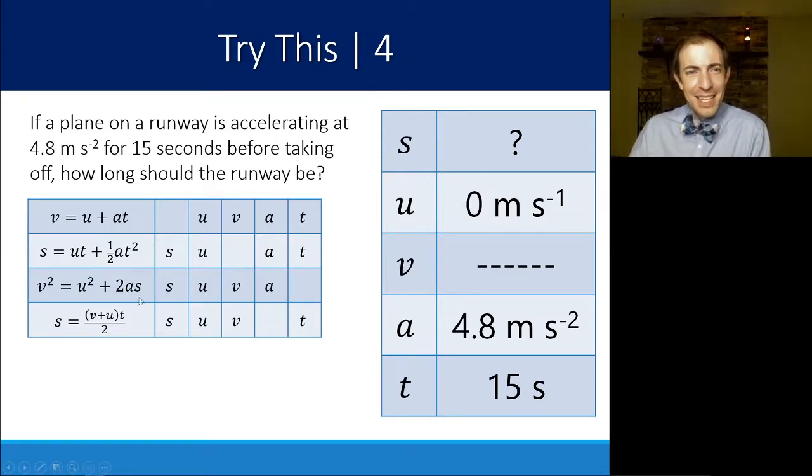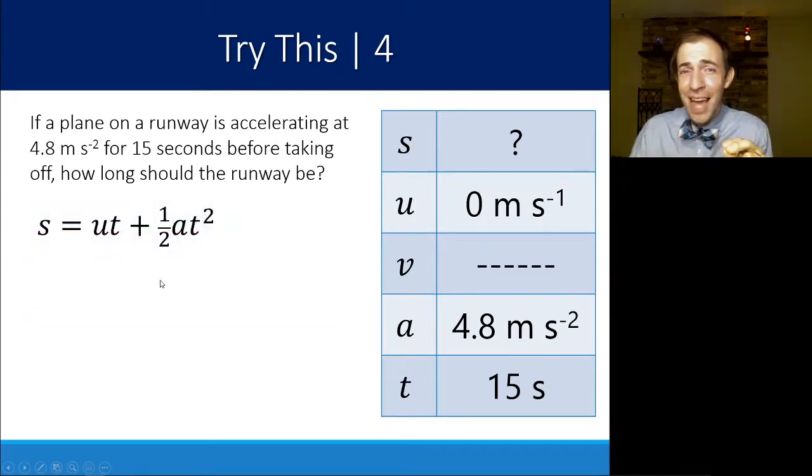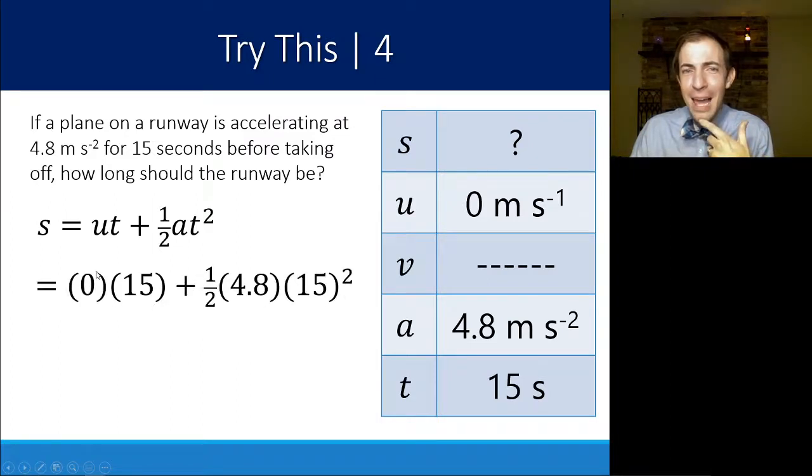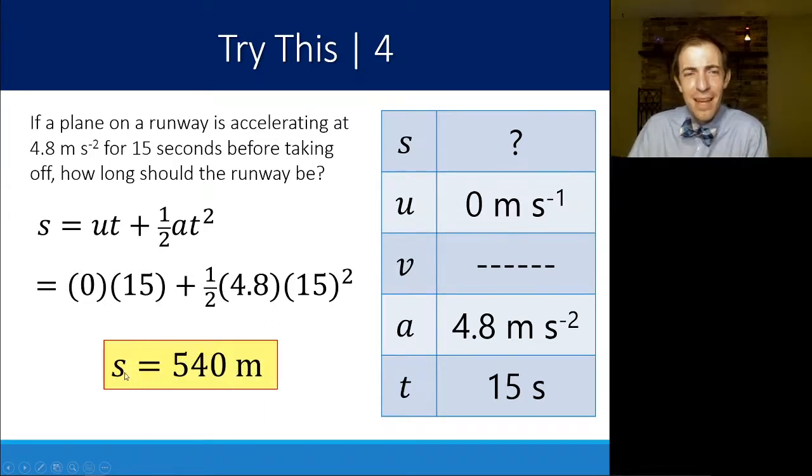So looking at these possible equations, the only one that doesn't use V is this one right here. This one says S is equal to UT plus 1/2 AT squared. You'll notice I have everything except for S, which is going to allow me to solve for that unknown. I'm going to plug in what I have, 0 times 15 plus 1/2, 4.8 times 15 squared. Honestly, I wouldn't have to write this UT part. That's going to cancel out to 0 anyway, and that will give me 540 meters.